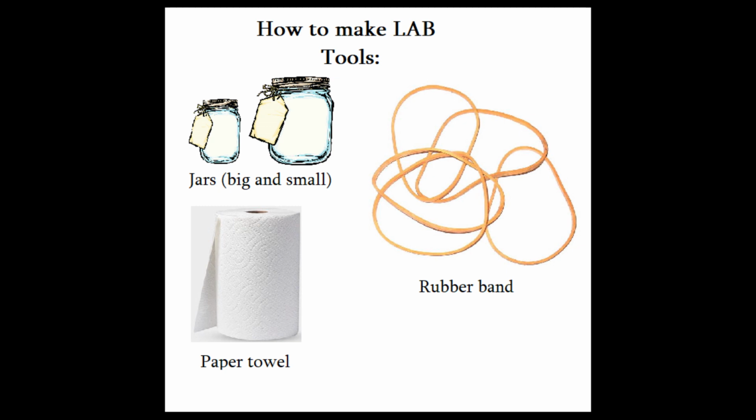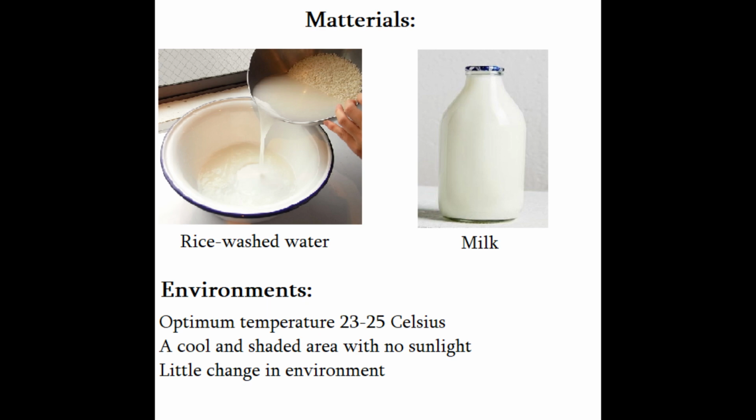How to make LAB. Tools. Jar, a big and a small one. Porous paper, paper towel, rubber band. Materials. Rice-washed water. Obtain strong indigenous, pure stocks of lactic acid bacteria in a given region by using rice-washed water. By cultivating massive amounts of bacteria, they can continually be applied to the soil. Milk, unprocessed, if possible.